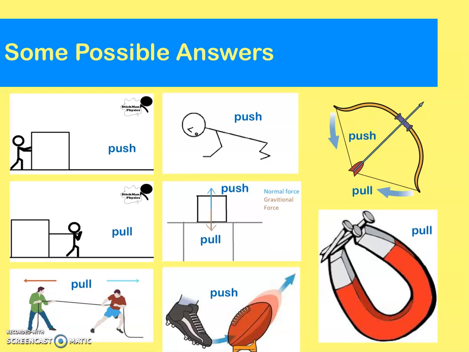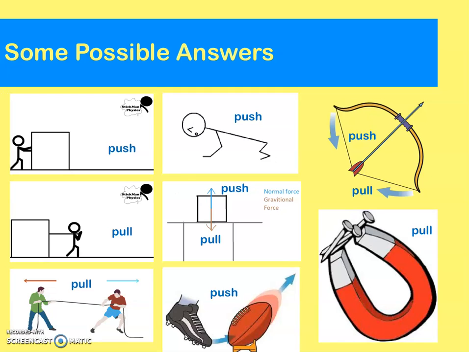In the picture of the person doing the push-up, they are pushing their body up against the floor. We have a picture of a box on a table. This has two different forces, and you'll notice I've already drawn in some arrows. So you have a push and a pull force here. You have the pull of gravity holding the box on the table, but the table is also pushing up against the box. In our sixth picture, we have a push force.